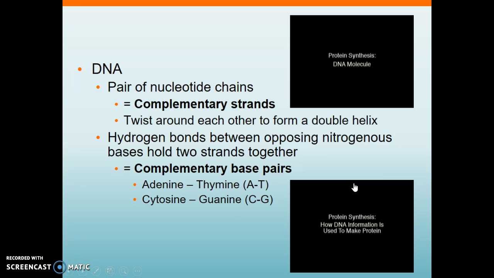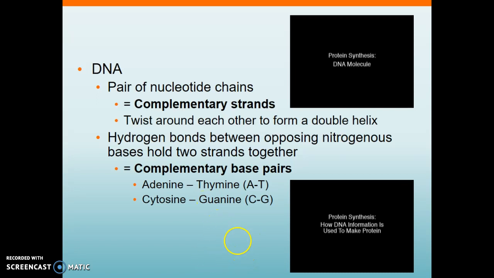DNA, as I said, is a double helix, and so it's two strands of nucleotides, and they're complementary. That means that adenine, represented by A, always pairs with thymine. And cytosine, represented by C, always pairs with guanine. Always. Now remember, in RNA, there is no thymine, there's uracil. So adenine always pairs with uracil in RNA instead of thymine.